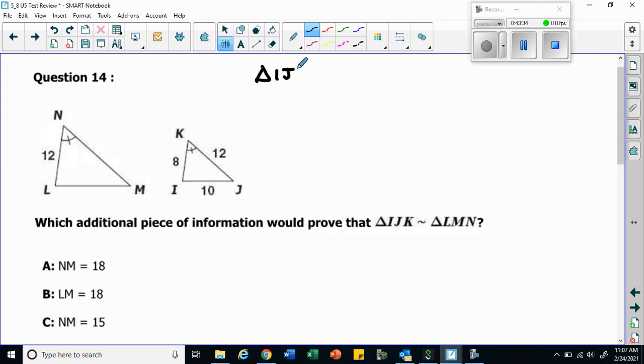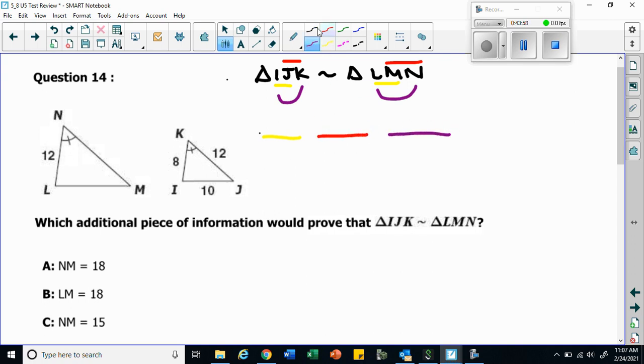Triangle IJK is similar to triangle LMN. I'm going to do yellow and yellow. I'm going to do red and red. I'm going to do purple and purple. All right, and so I'm going to do red. I'm going to do yellow. I'm going to do purple. All right, so my yellow, I to J, is going to be 10.